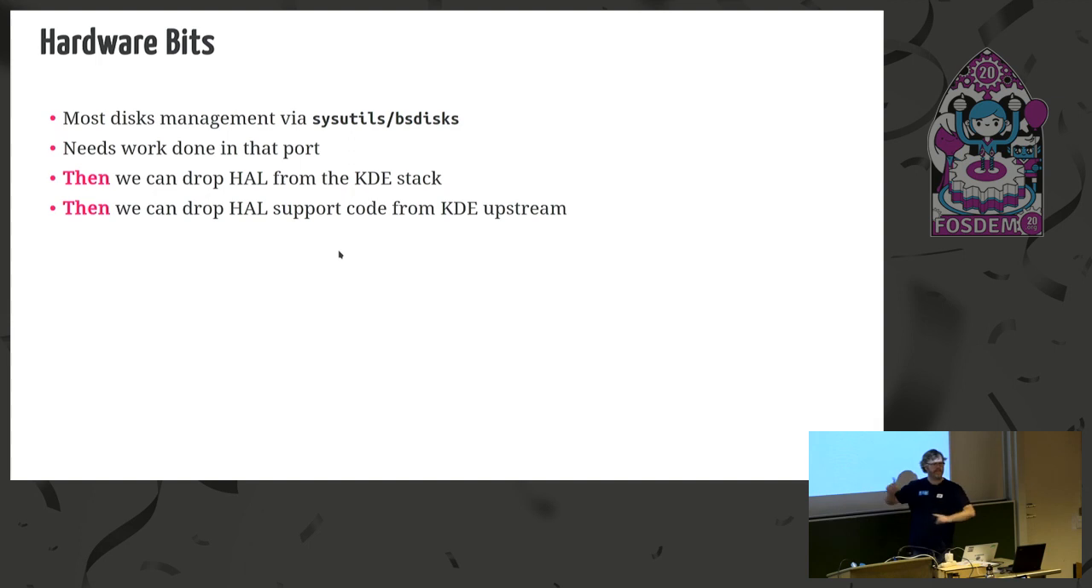So we need to fix up UDisks to support ejecting the CD. Again, it's a terrible niche case, but it's got to be done. Once we've done that, we can drop HAL from the FreeBSD side of KDE. And from there, we can drop about 1,100 lines of code in KDE upstream. And that will make a bunch of people very happy that we no longer have to deal with HAL at all anywhere. So happiness is in the future.